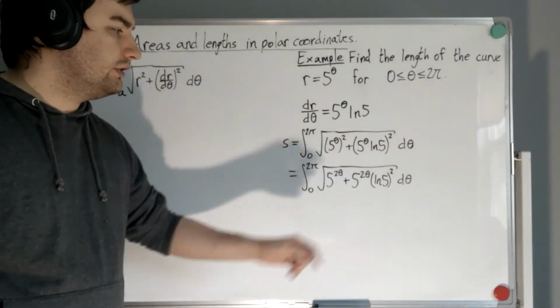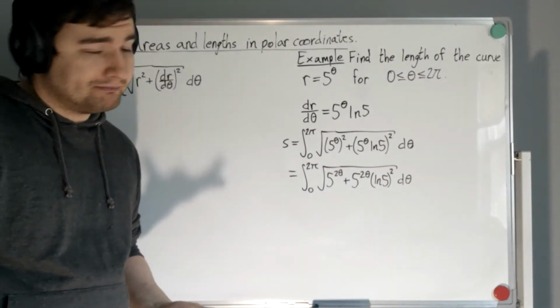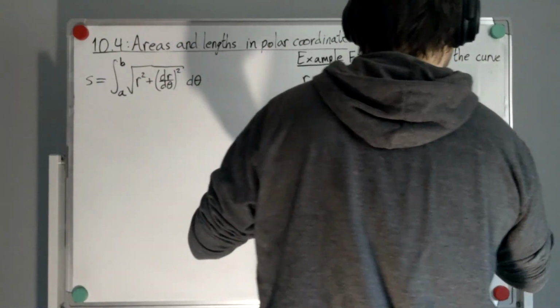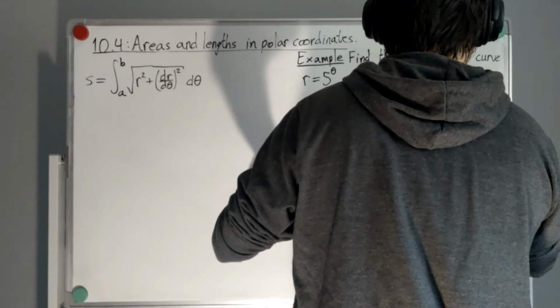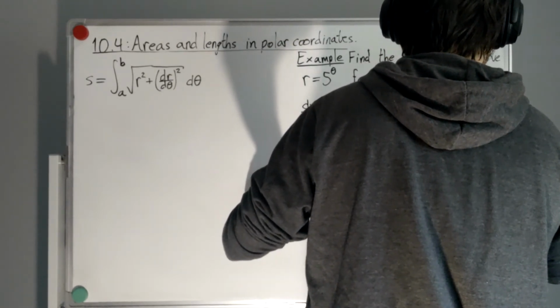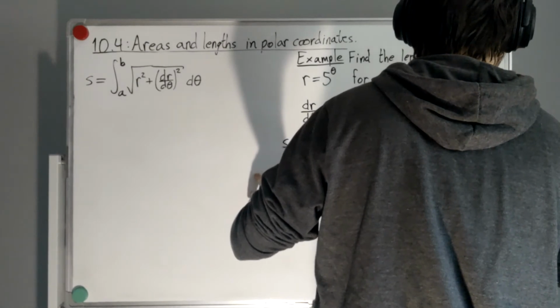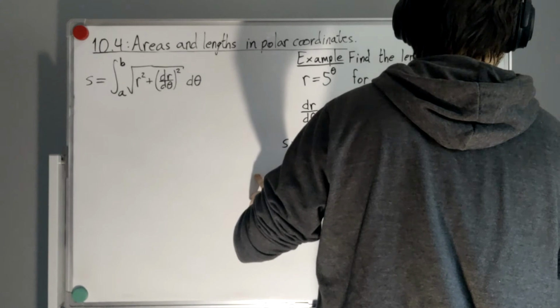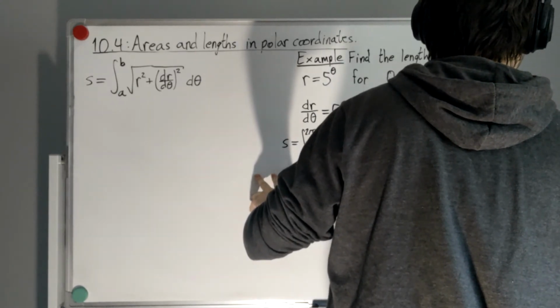You can factor a 5 to the 2 theta out of both of those terms. So then this ends up being the integral from 0 to 2 pi of the square root of 5 to the 2 theta times 1 plus natural log of 5 squared d theta.